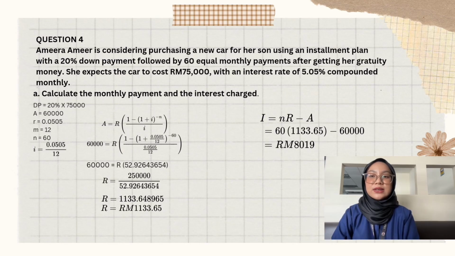Question 4. Amira Amin is considering purchasing a new car for her son using an installment plan with 20% down payment followed by 60 equal monthly payments. After getting her gratuity money, she expects the car to cost RM 75,000 with interest rate of 5.05% compounded monthly. Calculate the monthly payment and the interest charge.